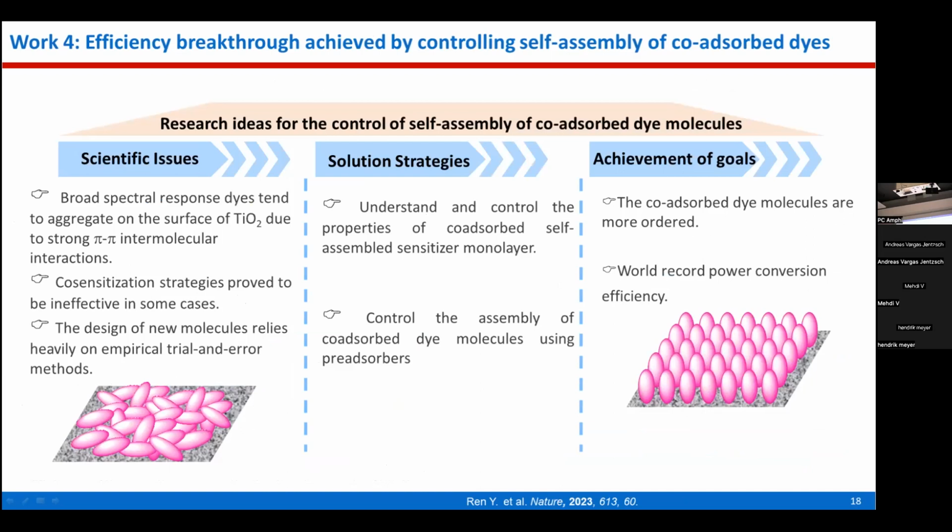But we found that the co-sensitization strategy is not always effective. Also, we found that the broader spectral response dye tends to aggregate on the surface of the TiO2, thus leading to quenching of the photoexcited dye molecules. Then it decreases the photocurrent, also the VOC, and overall gives a poor conversion efficiency. Here we proposed controlling the co-adsorbed dye molecules using a pre-adsorber. Then we can get better molecule packing to solve this problem.